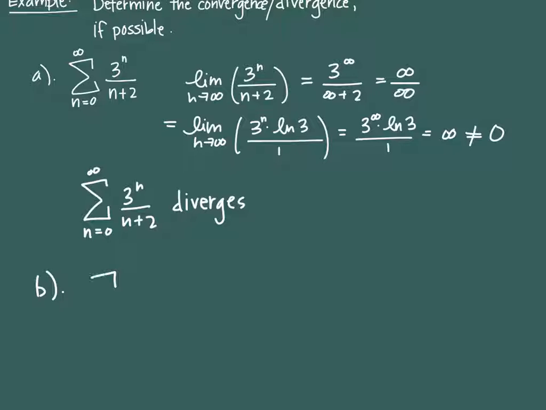Okay, another one. So this one we're going to go from 0 to infinity again. This series is defined as 2n over n squared plus 3. And we want to test to see if this will diverge.